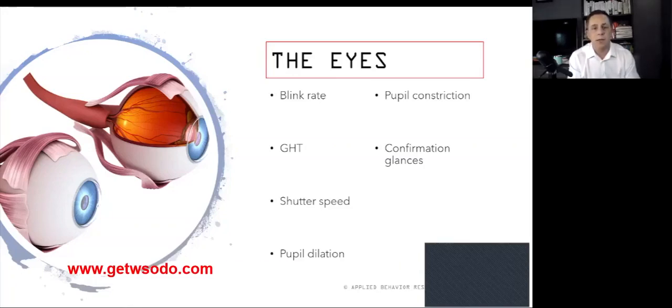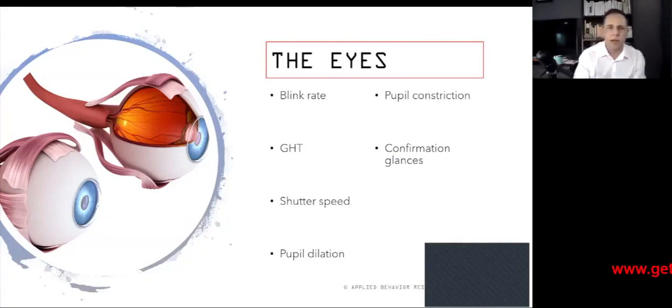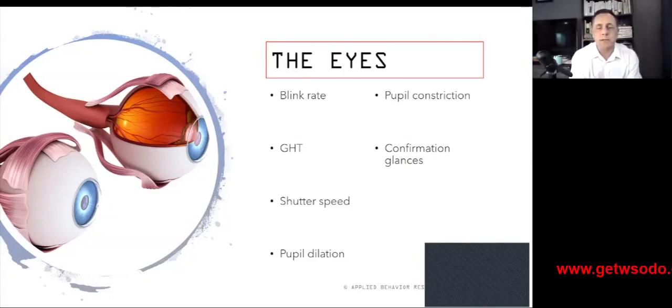Blink rate: a high blink rate is negative. A lower blink rate is positive. And that sums it up. So you don't have to count blink rate, but sometimes I do.